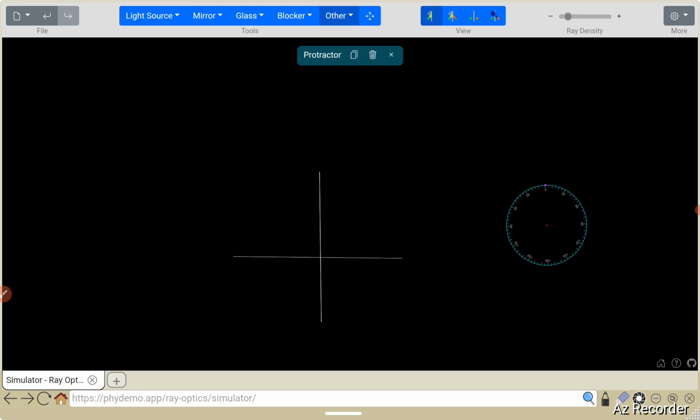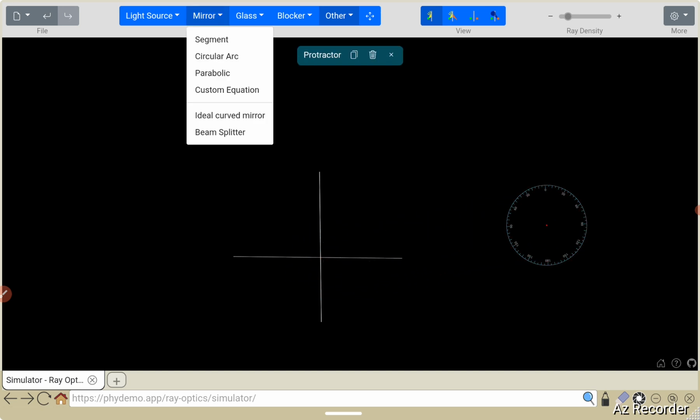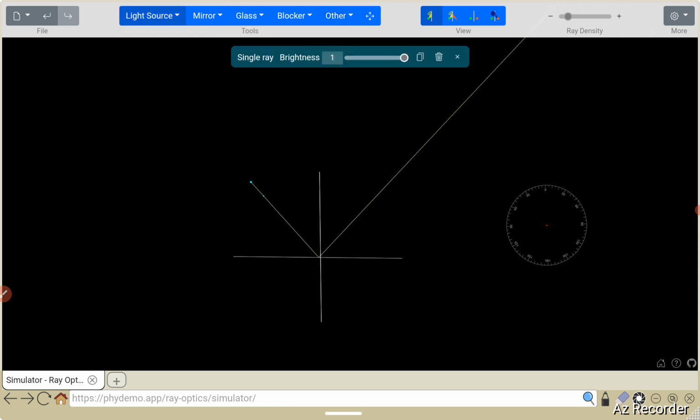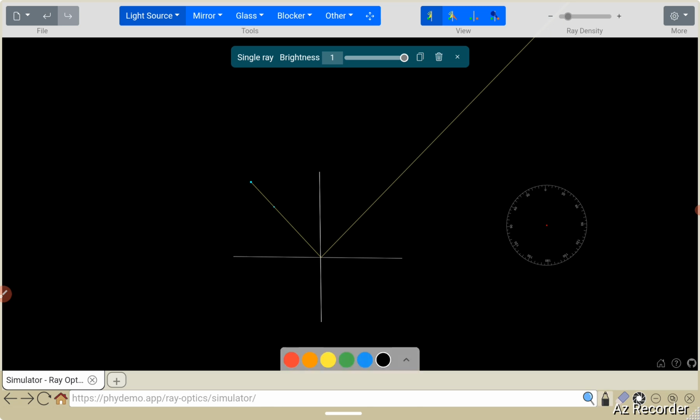This I am just removing now. Now I will take from the light source a single ray. Let the ray fall at this normal where it is touching the mirror. Okay. So this ray which is from the source is called the incident ray, and this is the normal, and this is the reflected ray. Correct?